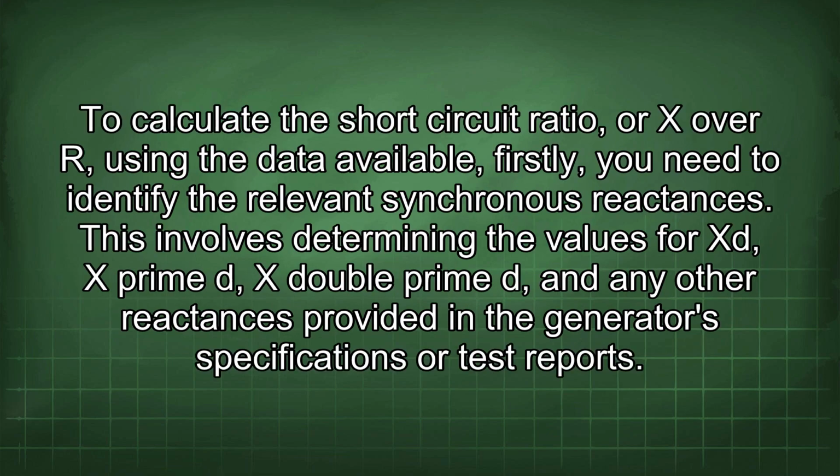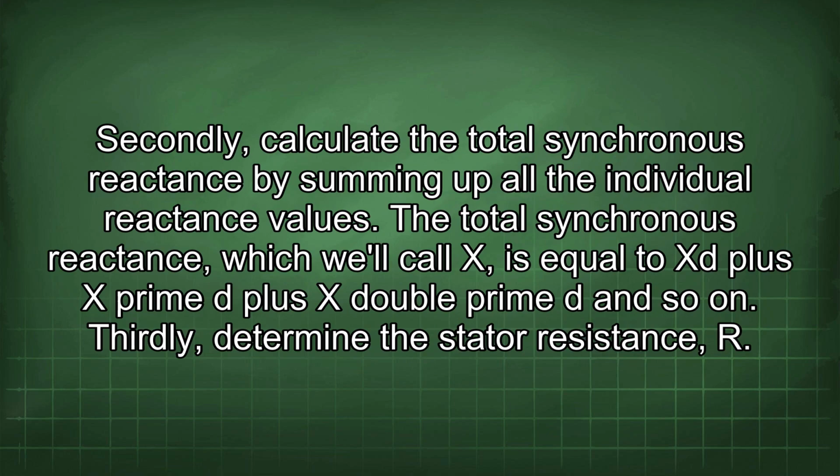To calculate the short-circuit ratio, or X over R, using the data available, firstly, you need to identify the relevant synchronous reactances. This involves determining the values for XD, X prime D, X double prime D, and any other reactances provided in the generator specifications or test reports. Secondly, calculate the total synchronous reactance by summing up all the individual reactance values. The total synchronous reactance, which we'll call X, is equal to XD plus X prime D plus X double prime D and so on. Thirdly, determine the stator resistance R.